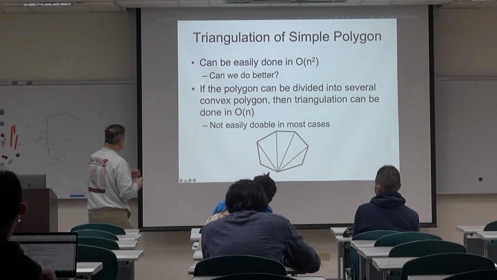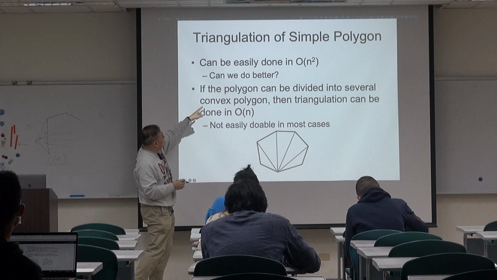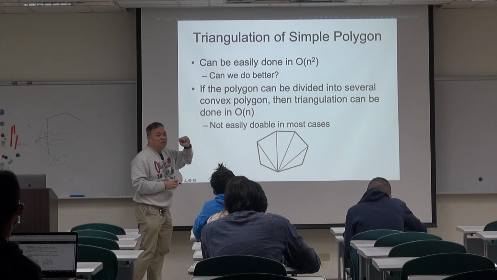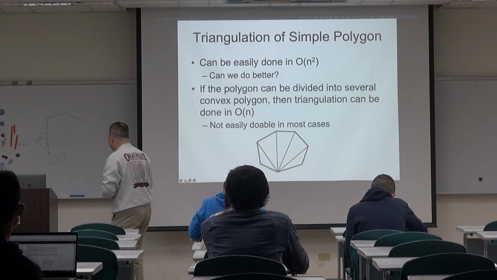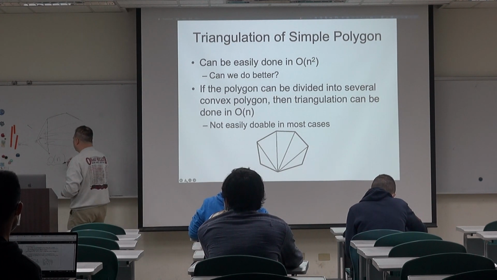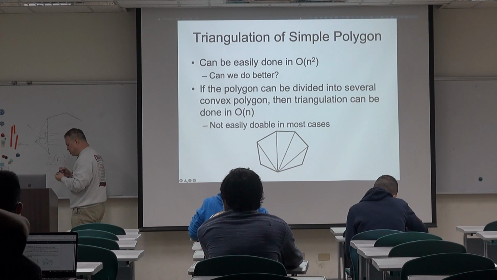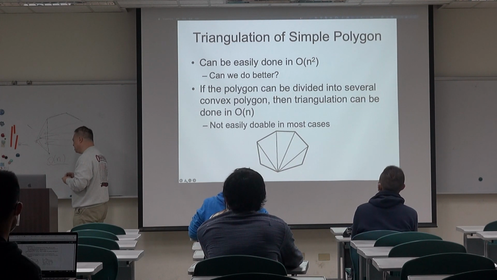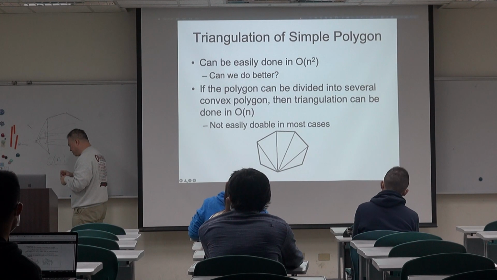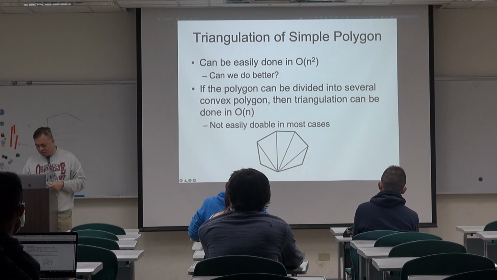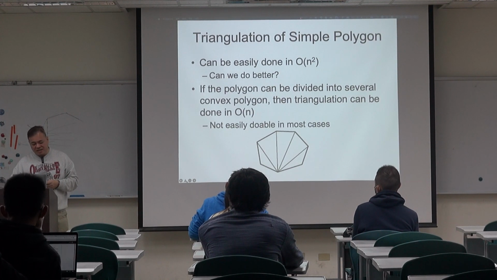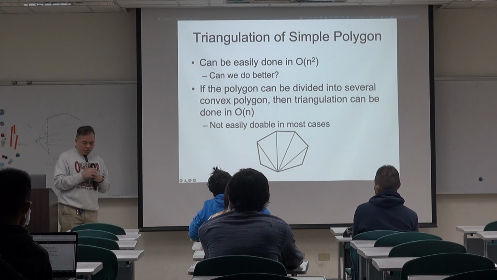So the total complexity will be big O n squared. It is because, if you need this much time for one diagonal, eventually you just need n squared amount of time to get the triangulation process done. Okay, so.